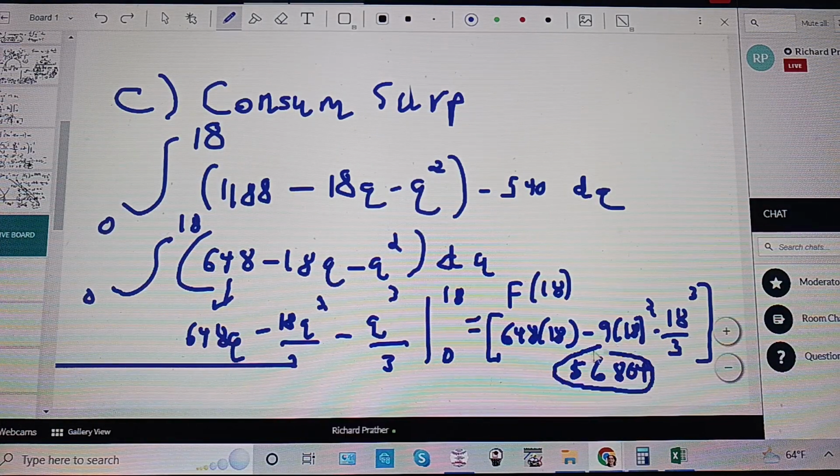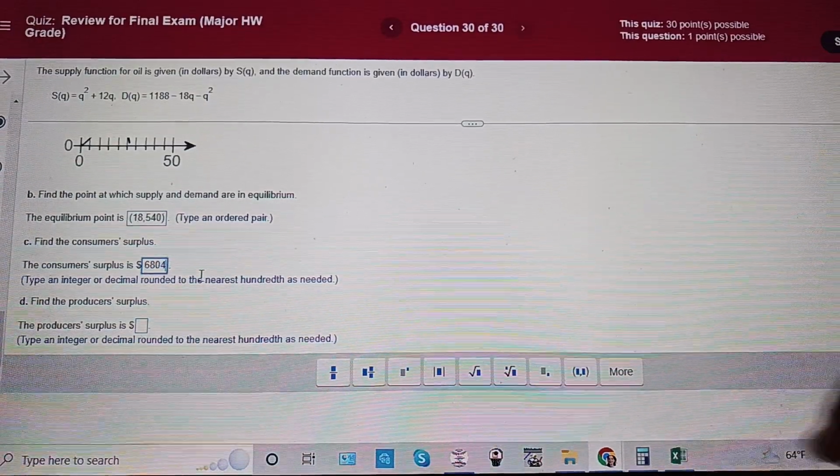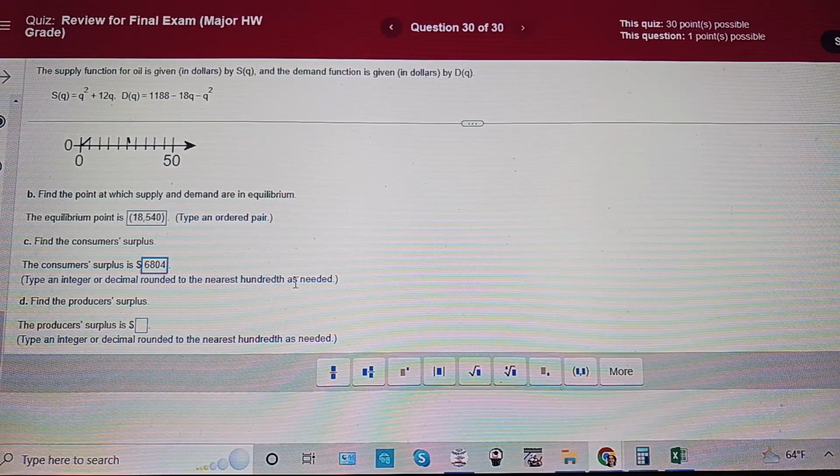So it's like a buyer's market or a seller's market in real estate. 6804. Round to the nearest hundredth, because if it did come out as a decimal, then I would want to do dollars and cents, but it came out to the exact dollar.